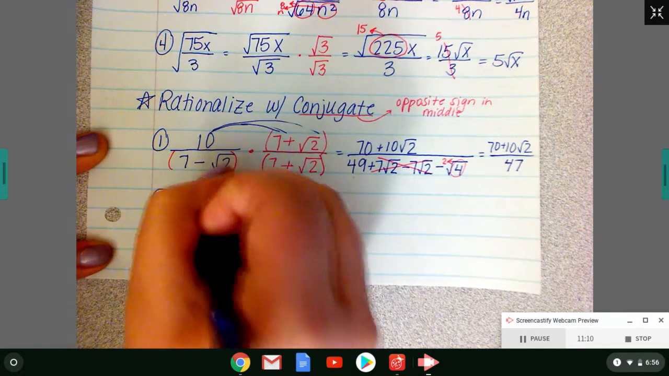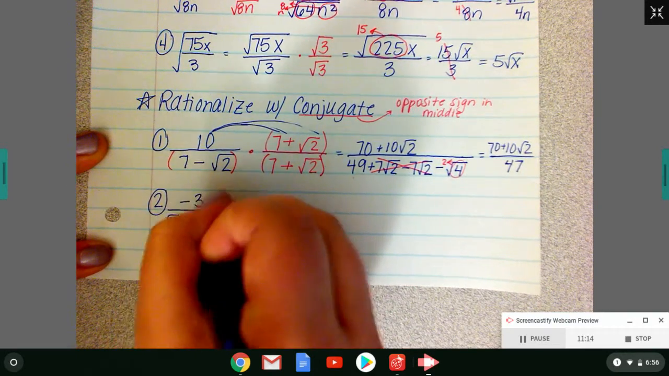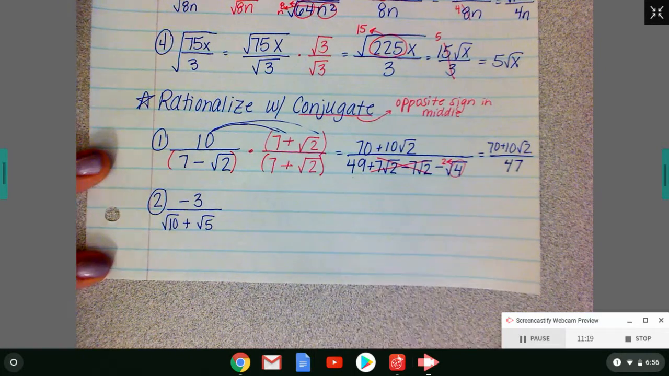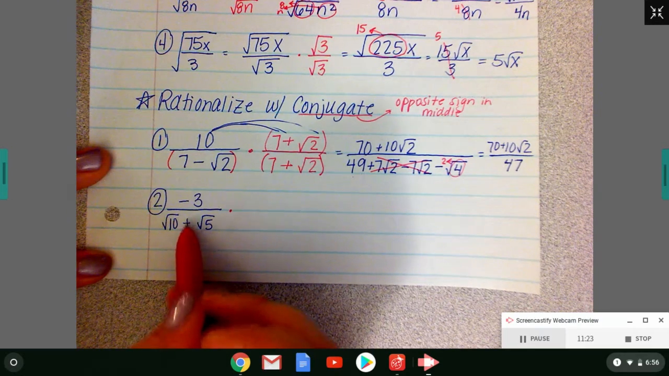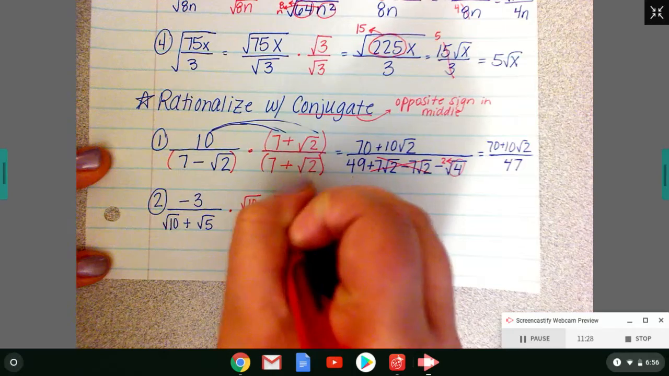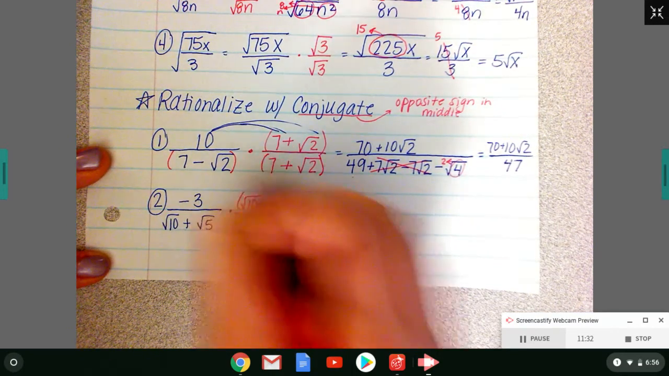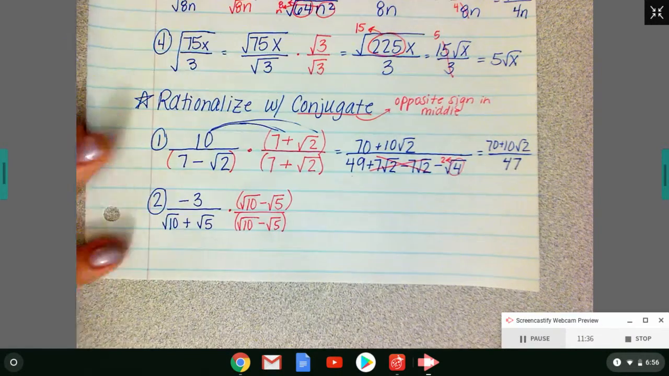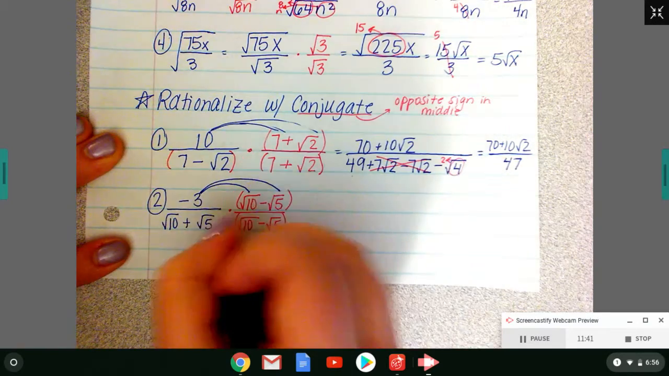Let's do another. We had negative 3 over root 10 plus root 5. So this time, again, we're going to multiply by the conjugate, which is just the denominator, but instead of a plus in the middle, it's a minus. So whatever it is, do the opposite. So we'll do root 10 minus root 5 over root 10 minus root 5. And I like to put parentheses around each of these so that I know to distribute or to FOIL. So on my top, I'm distributing. On my bottom, I'm doing a FOIL.